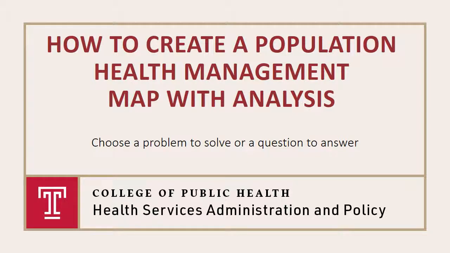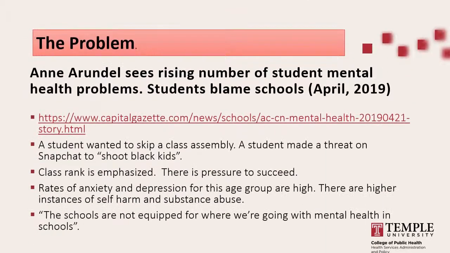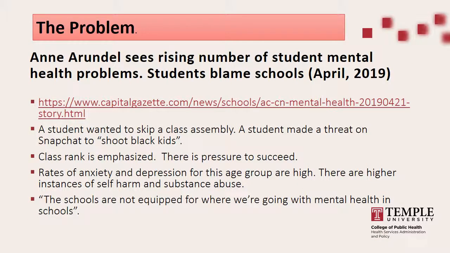For this example, we're going to use a real topic based off of a recent news story that also happens to be a very relevant population health and public health issue right now. The problem. Anna Rundle sees rising number of student mental health problems. Students blame the schools. And you can reach out to this link and you can read this short news article about this issue.